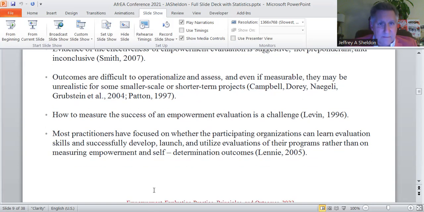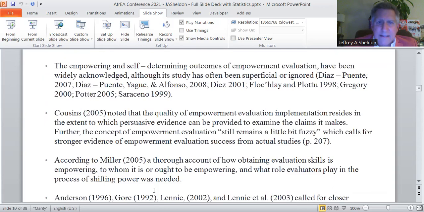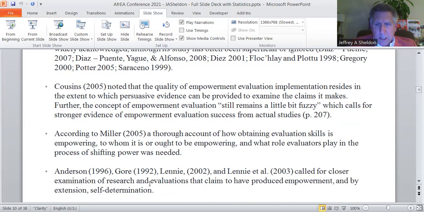So that's a criticism. So why research is necessary: the outcomes have been widely acknowledged, but no one's studied it. If they have, it's been very superficial or ignored altogether. The quality of empowerment evaluation's implementation resides in the extent to which persuasive evidence can be provided to examine the claims it makes.